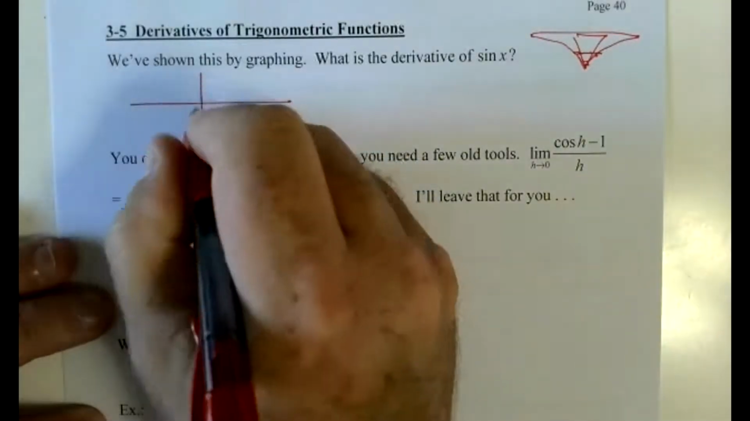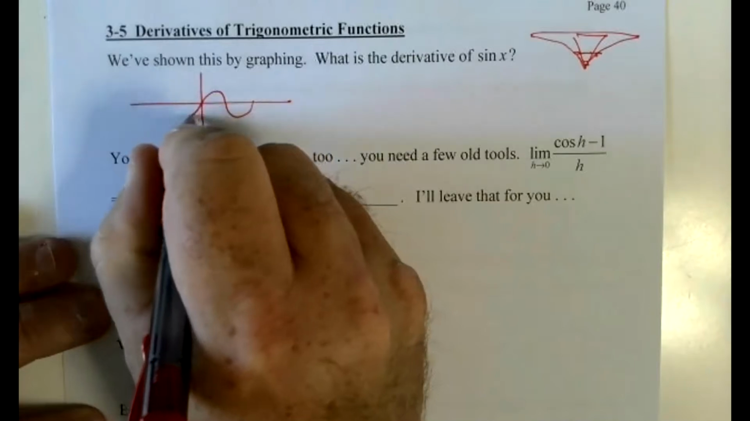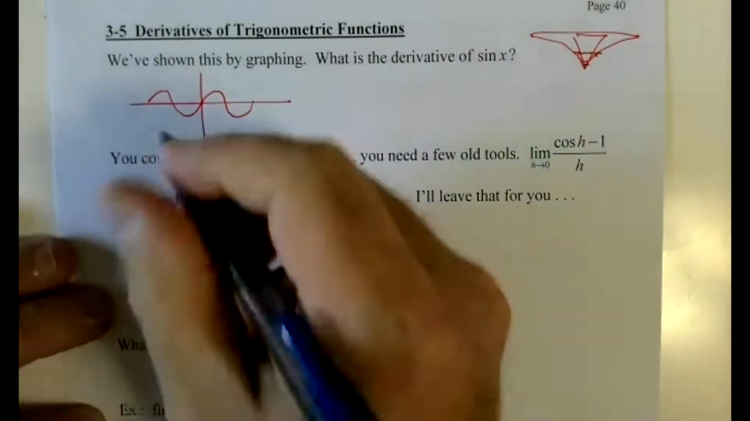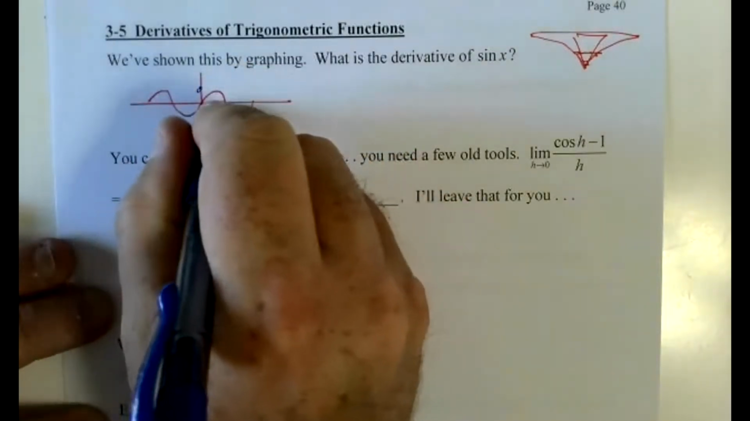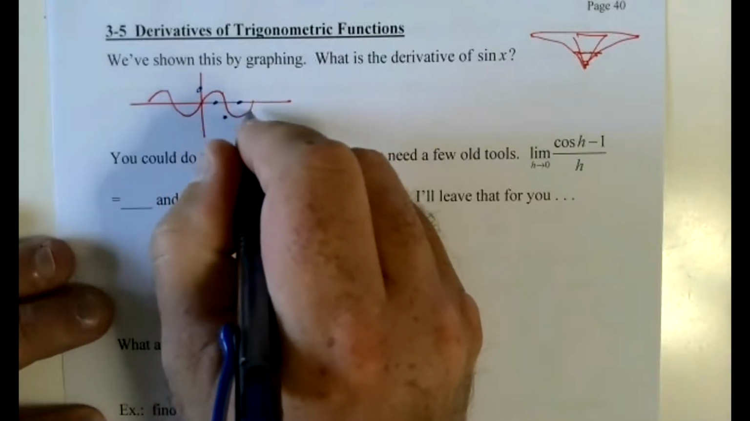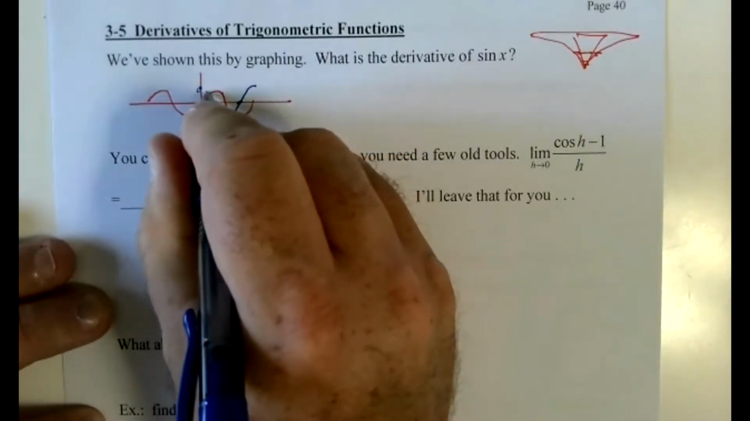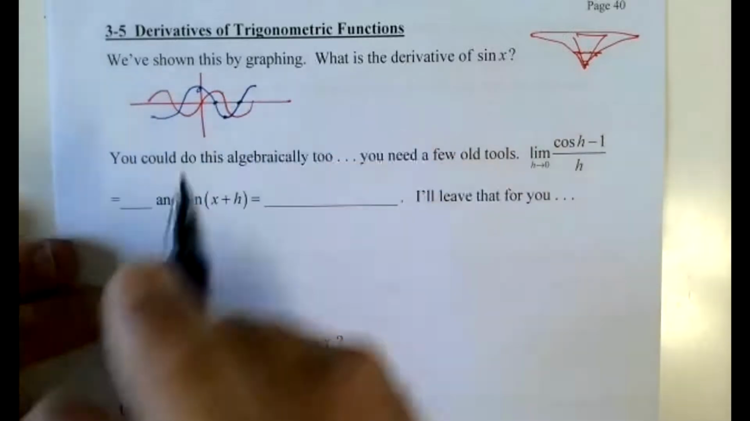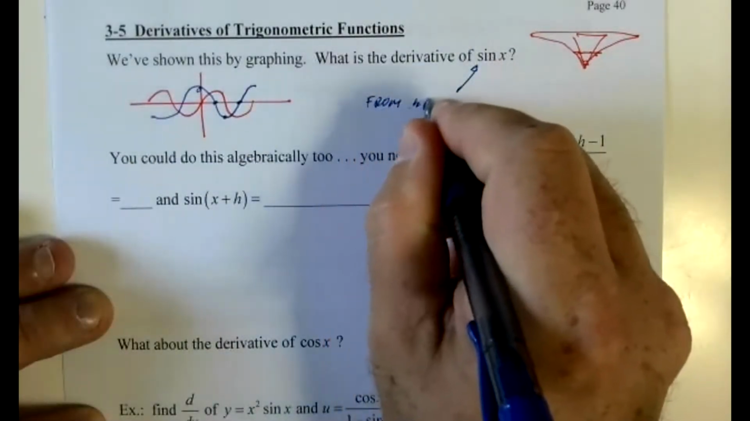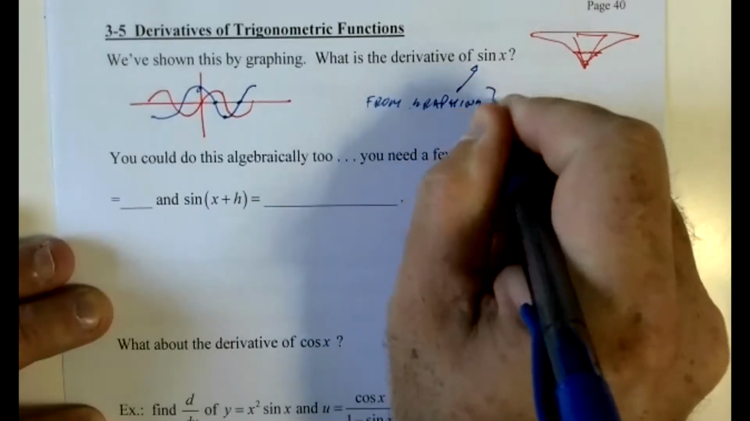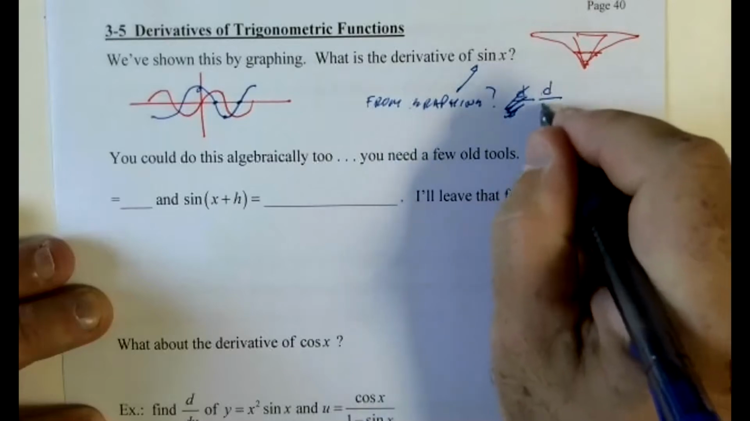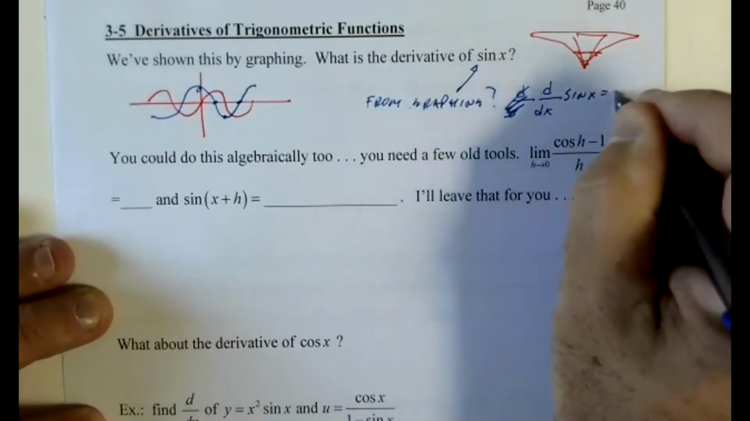So we've shown this one by graphing. Here is sine of x, and here's the slope. Slope is 1, slope is 0, slope is negative 1, slope is 0, slope is 1. So what's the derivative of sine of x? Incredibly pathetic. The derivative of sine of x is cosine of x.